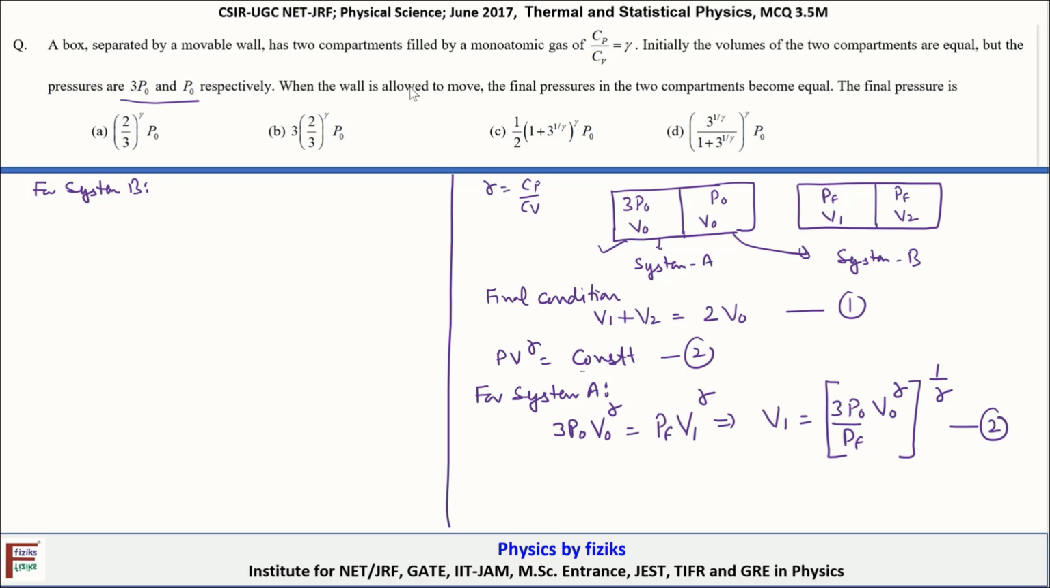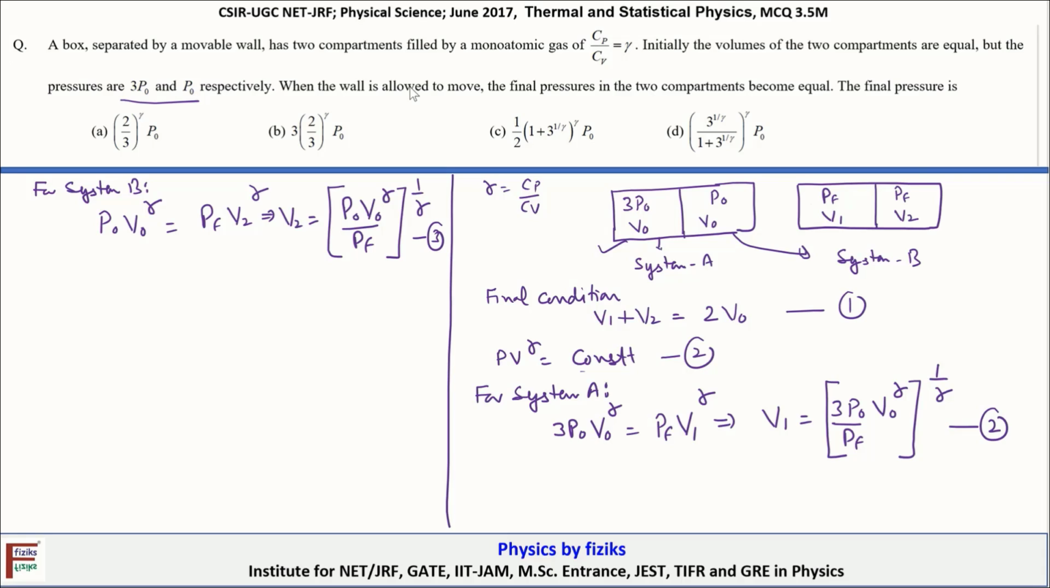So for system B, the relationship that is valid, PV power gamma, that is P0 V0 power gamma, is equal to Pf, the final pressure, multiplied by V2 power gamma. This implies V2 will be P0 V0 power gamma divided by Pf, and its power 1 by gamma. Let's call this equation 3.